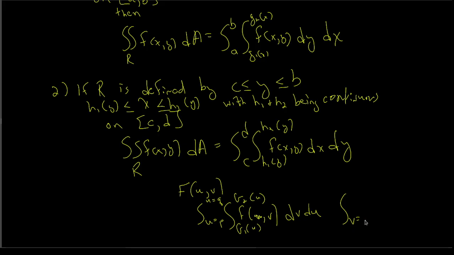And if you change the order of integration, then you would have v from p to q, and then u from some h1 of v to h2 of v, and you would have f of u, v du dv. So that would work for any generic function. And I'm going to move my tablet around, my hands kind of cramping up. We're going to do some examples of these, and we're going to see that the hard part is finding the regions to integrate across.